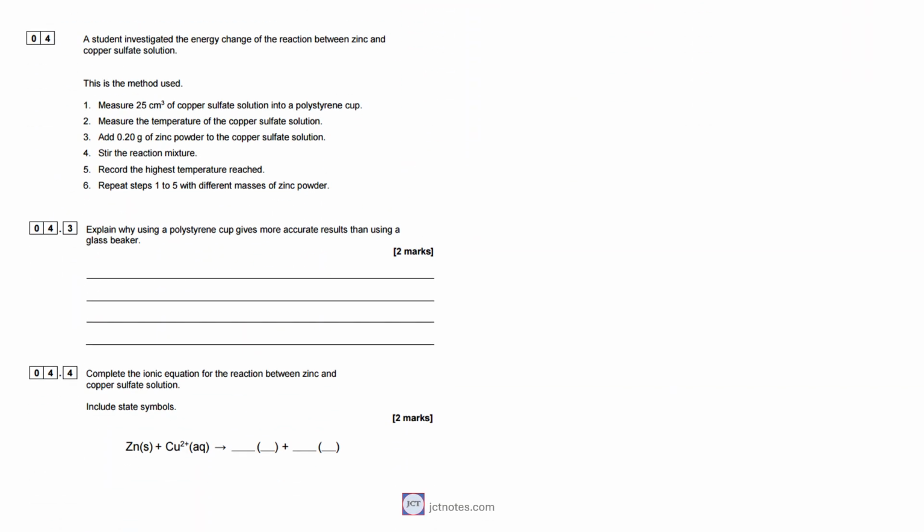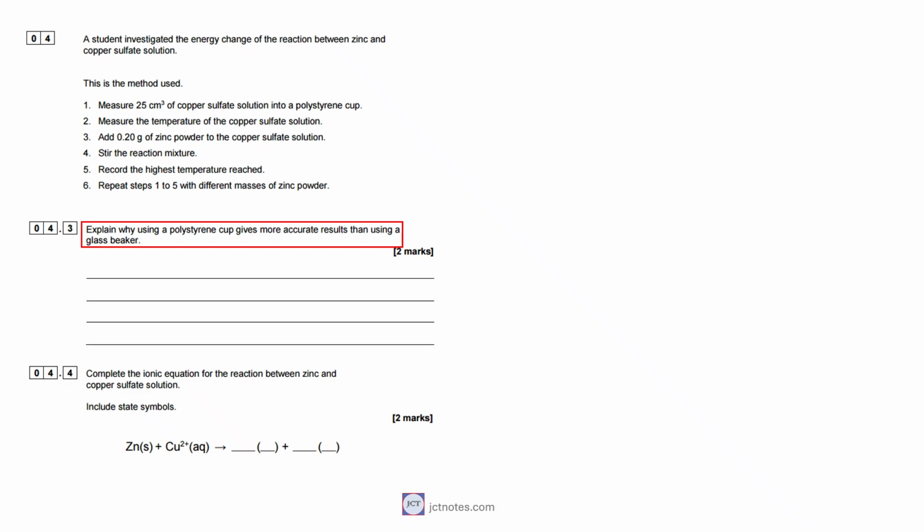Moving on to question 4.3. We are asked to explain why using a polystyrene cup gives more accurate results than using a glass beaker. This question is worth 2 marks, but the examiner's report reveals that fewer than a quarter of students managed to score both marks. Let's look at why so many missed out, so you don't make the same mistakes.